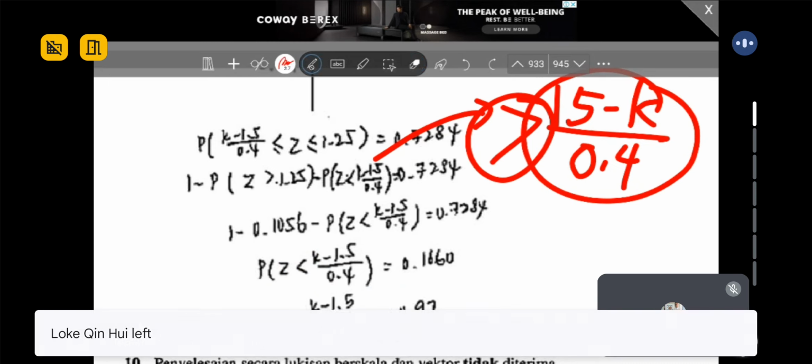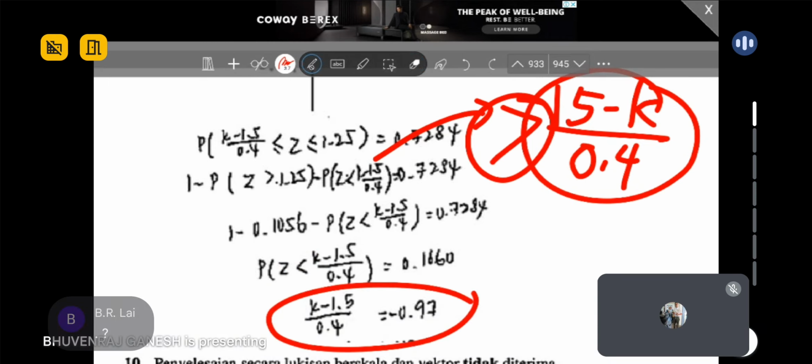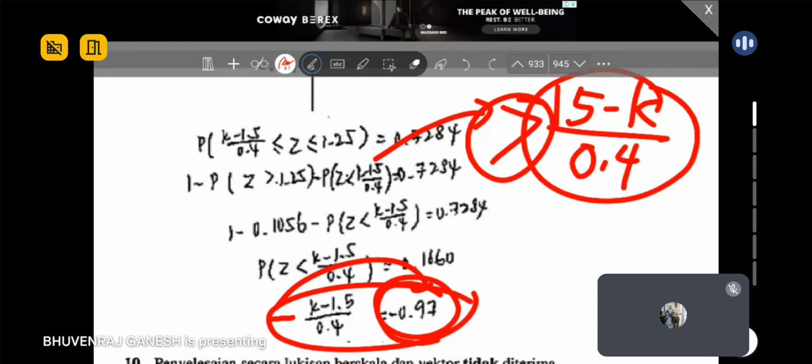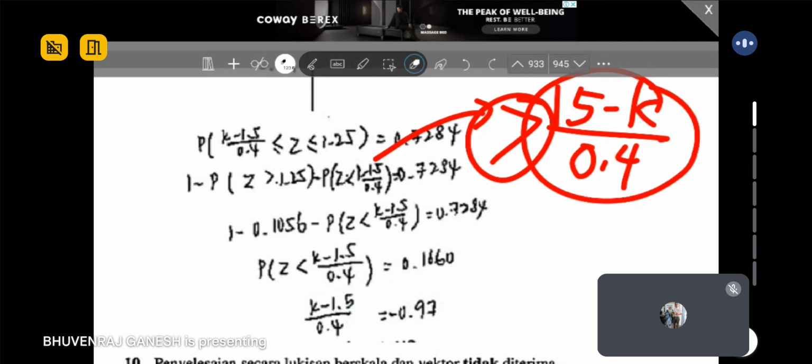Okay, kat sini mereka tak tunjuk macam tu lah. They never show like that over here. They just add the negative sign to the score Z instead. The negative sign from here, they already shift here to the right hand side. So negative untuk score Z. Kat sebelah kiri, dia maintain saja sama. This one also can. Yang ni pun boleh. 15 or 1.5? 1.5. This one, the handwriting not so clear. It's 1.5. Okay? If I want to find the set score from probability, 0.9 for example.